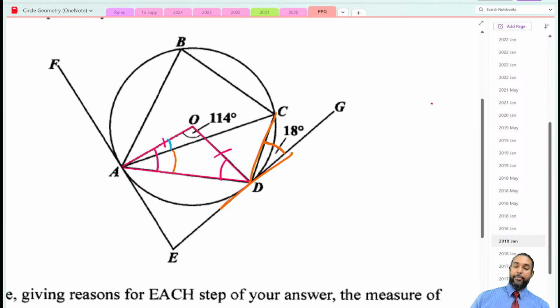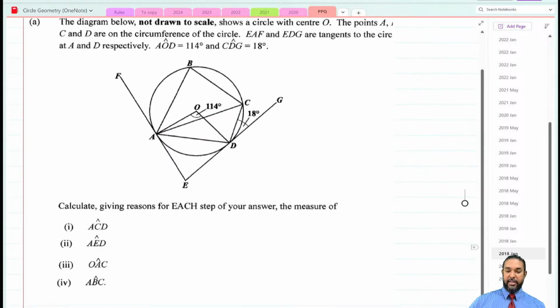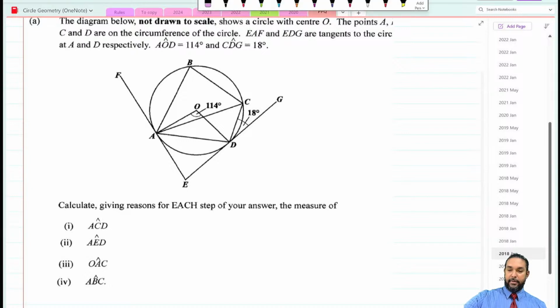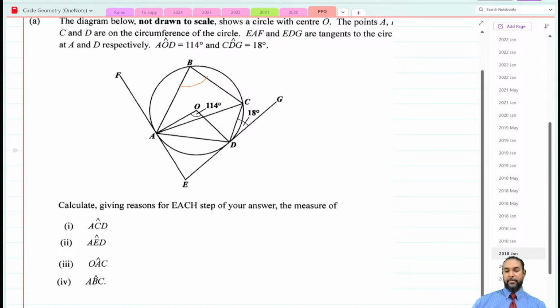So again, the pink angle exists in an isosceles triangle, where the two base angles are equal, not so? And do we not have the 114-degree angle at the top there? And the last thing they want us to find is ABC. So ABC is this angle on top here.